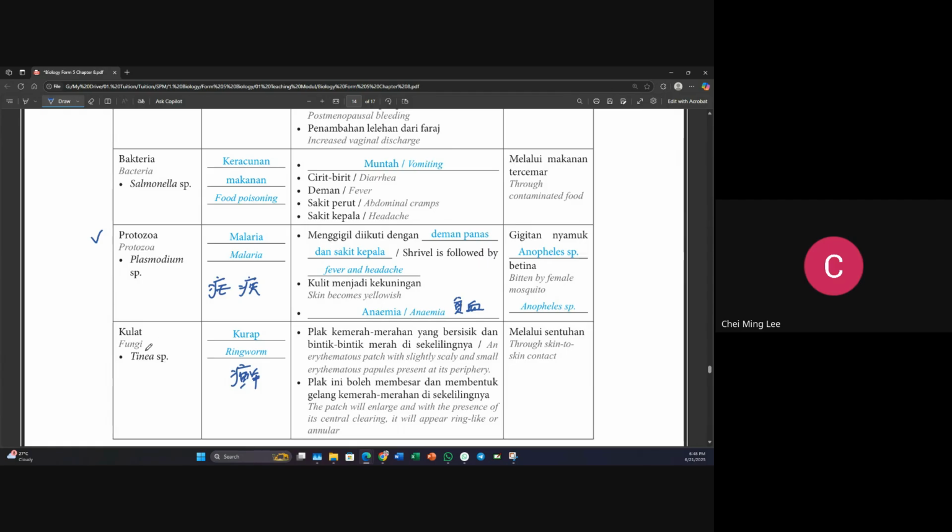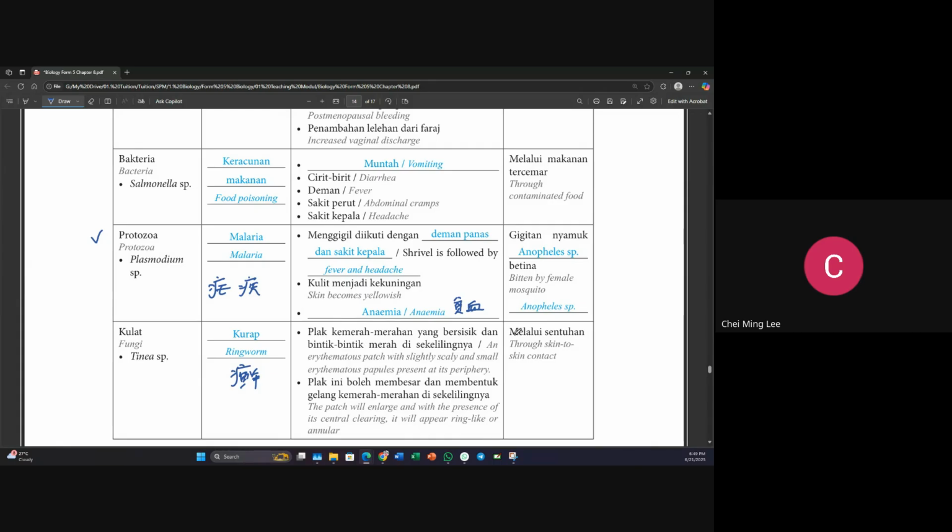Okay. Now for fungi, we have Tinea species like your ringworm. Normally ringworm is like, you're going to have a very red dot, or your skin becomes scaly. Scaly means very rough. Like when you are very itchy, you try to scratch it, and scars come out. The one we call fungi, xian. In Chinese we call it xian.